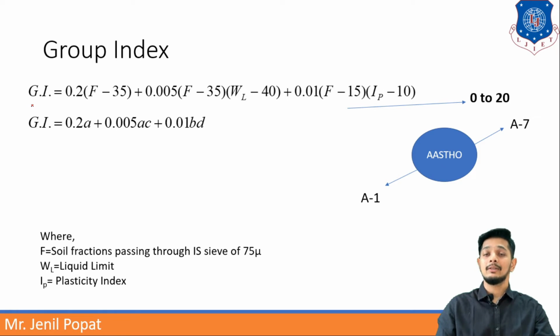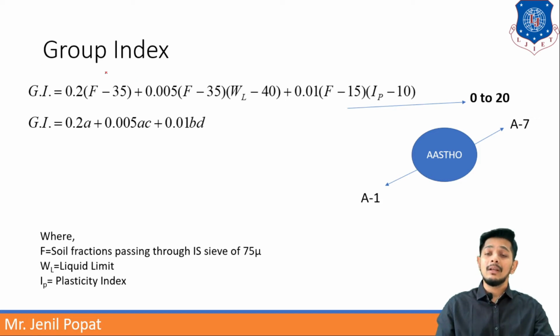GI, the group index, has a formula: 0.2 (F minus 35) plus 0.005 (F minus 35) into (WL minus 40) plus 0.01 (F minus 15) into (IP minus 10). So this formula has three things: F, WL and IP. F is the soil fraction passing through the IS sieve of 75 micron, WL is the liquid limit, and IP is the plasticity index. So if you have these three things, you can find the group index of any soil.